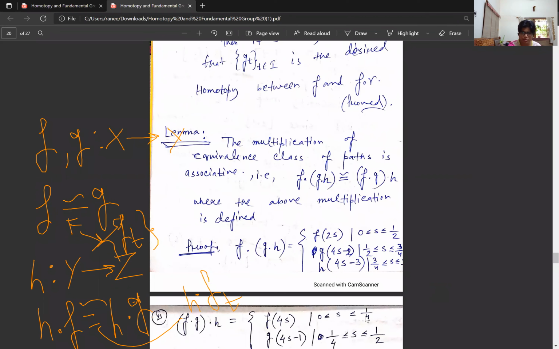That means, okay, how to erase this? There is this option. No.